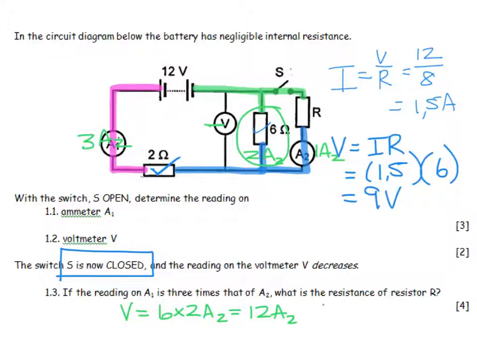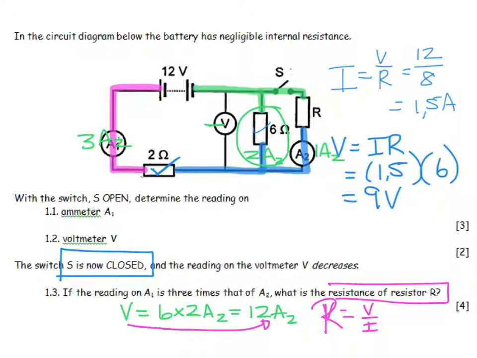I can say V is equal to I times R, but I'm actually interested in the resistance, so R is equal to V divided by I. V is the same voltmeter between blue and green, and therefore I'm going to land up with 12A2 divided by the current going through there, which I know is 1A2. The A2's cancel, and therefore my resistance is equal to 12 ohms.